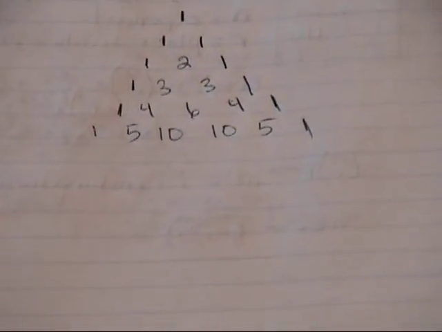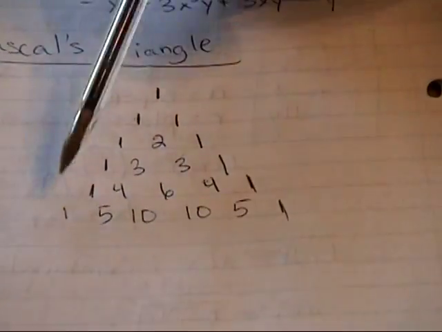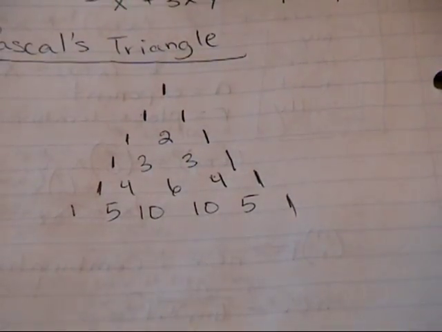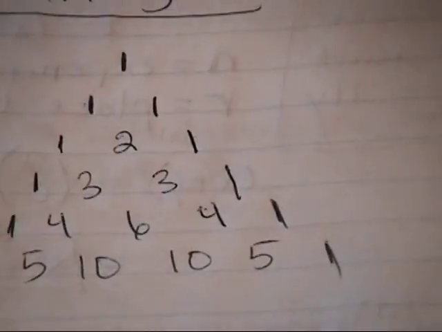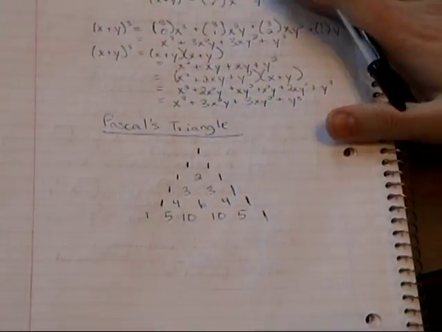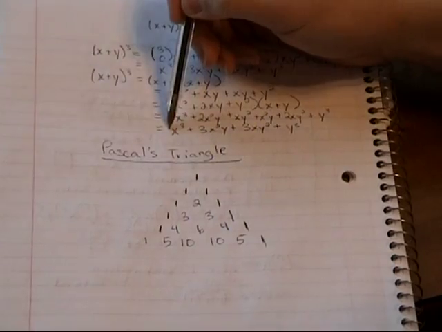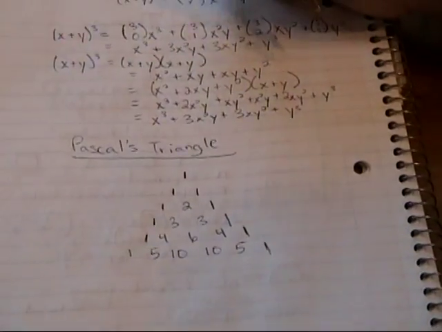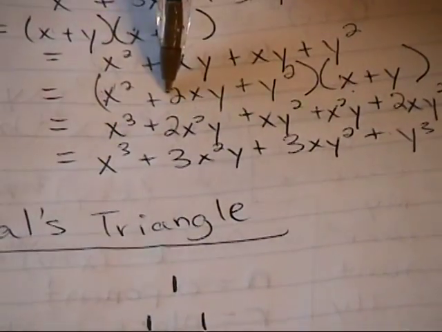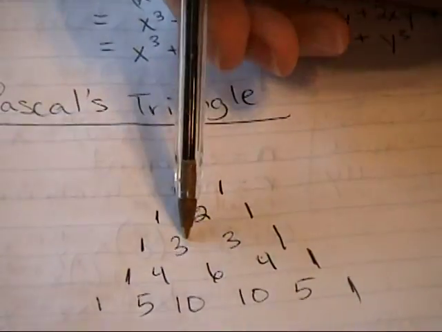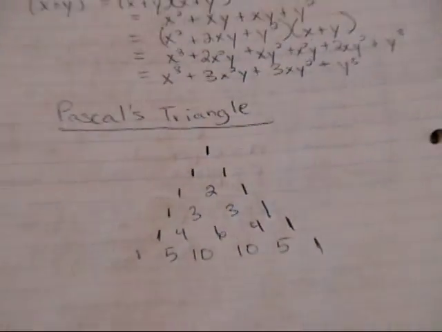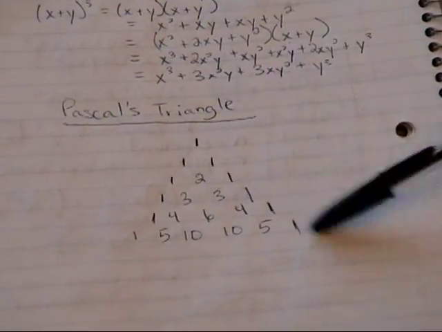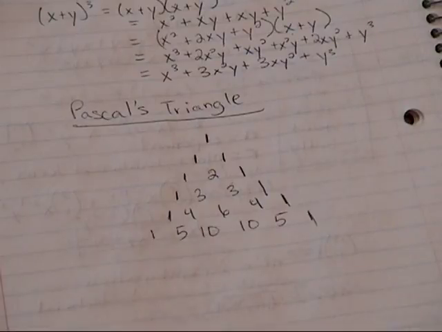And what someone, I don't know who, noticed was that the numbers in each of these lines match up to the coefficients in each expansion. Like 1, 3, 3, 1. And then for x plus y squared, that's 1, 2, 1. 1, 3, 3, 1, 1, 2, 1. And so that's the relationship between the binomial theorem and Pascal's triangle.